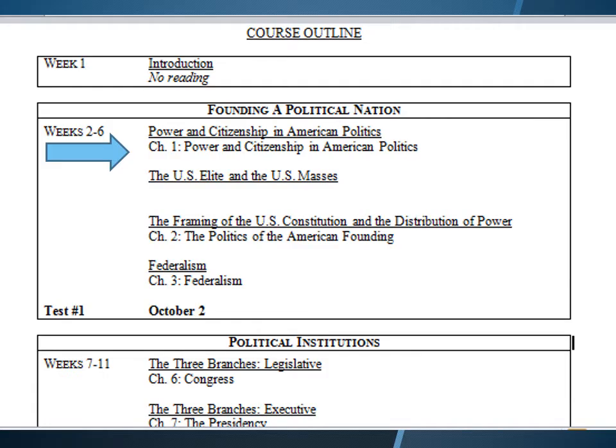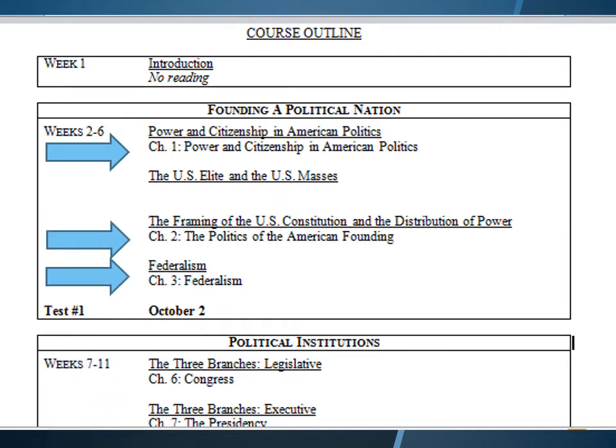So let's take a look at the course outline. The course outline on your syllabus is where you're going to find the different things that you're supposed to read. As you can see, the way that this particular course is broken down is into 3 sections. The first section is called Founding a Political Nation, and we're going to be working with the section between weeks 2 and 6. And you'll see right underneath the first topic that we're dealing with, underlined, Chapter 1, Power and Citizenship in American Politics. Well, that's the chapter of the book that you are to read for this particular section.